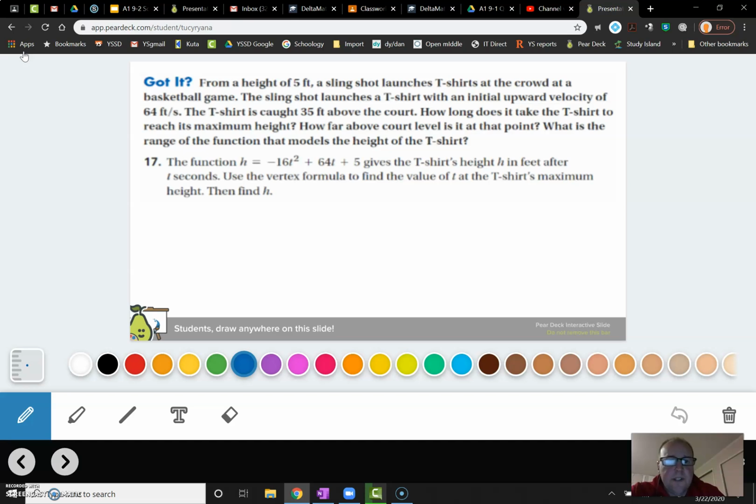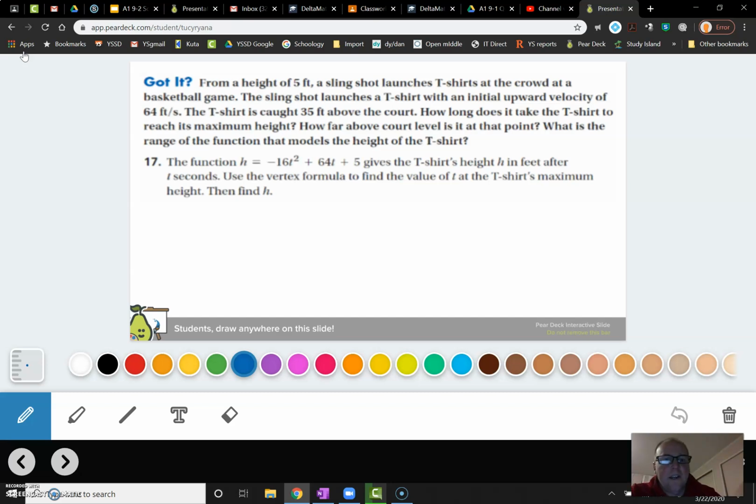Alright, so same idea. Let's say we can go to a basketball game, and they're going to shoot some slingshot t-shirts out there. Sounds like a great time. I've been to one where they shot out hot dogs. That was great. I had to get one, but I love it.